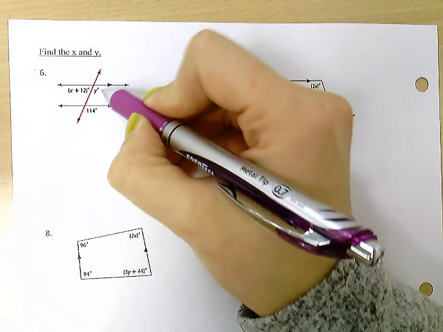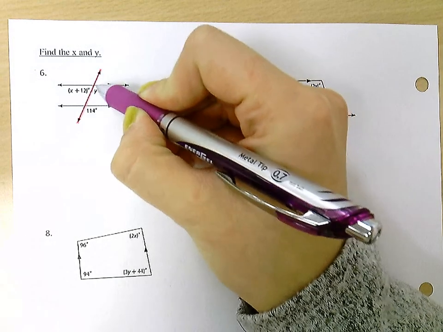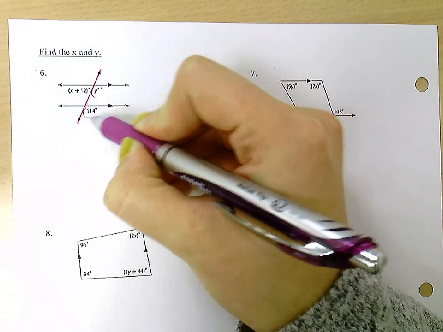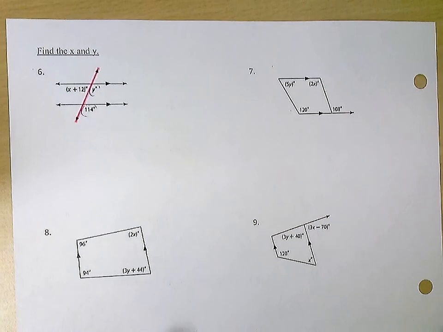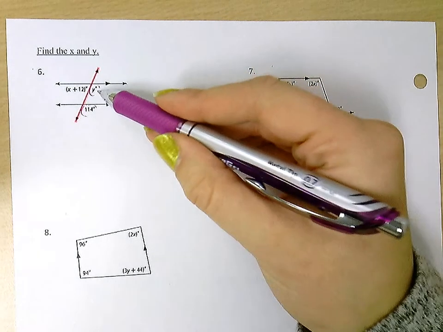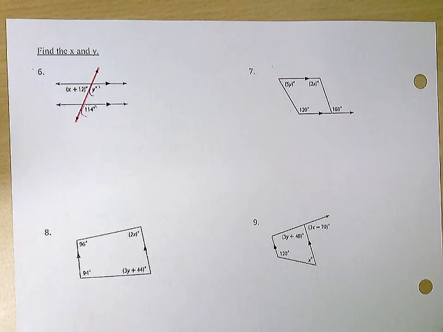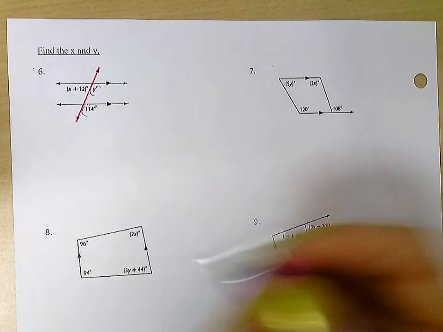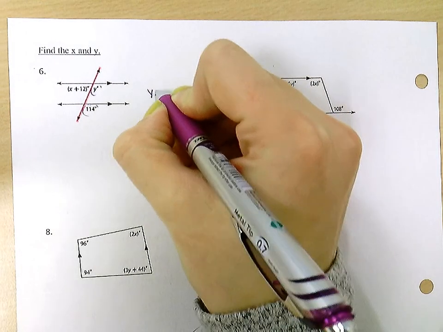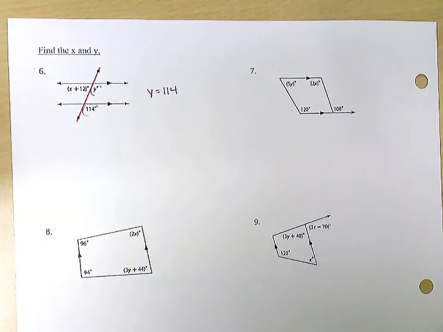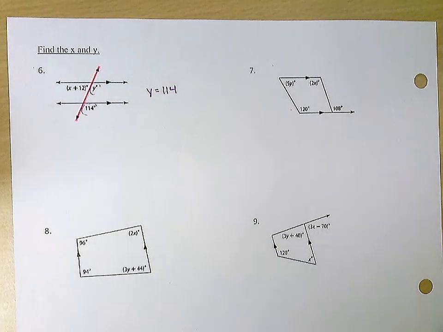What I notice right away is that this y and this 114 make an angle pair. Which angle pair do they make? Y and 114. They're corresponding. What do you know about corresponding angles if your lines are parallel? They're congruent. That means y is going to equal 114.